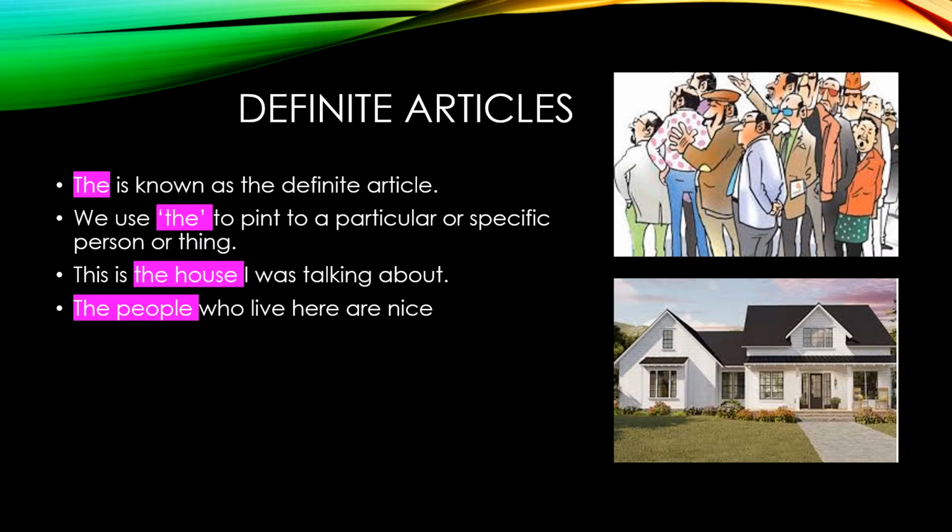Let's come to the definite article. The is known as the definite article. We use the to point to a particular or specific person or thing. This is the house I was talking about. So this is specific. We know which house he was talking about. Therefore, we are using the. The people who live here are nice. We know the people and therefore we are using the before the noun to point out something particular or specific.